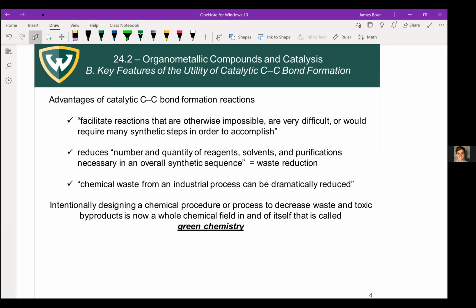So intentionally designing a chemical procedure or process to decrease toxic waste byproducts is a whole chemical field in and of itself called green chemistry. We've been talking about this, all right? We've been talking about the principles of green chemistry in class. And so these reactions are not only synthetically powerful, but they're also addressing one of the historic limitations of chemistry in general, and that is these wasteful processes that generate toxic and difficult to dispose of compounds.